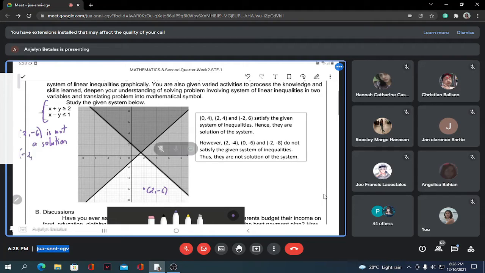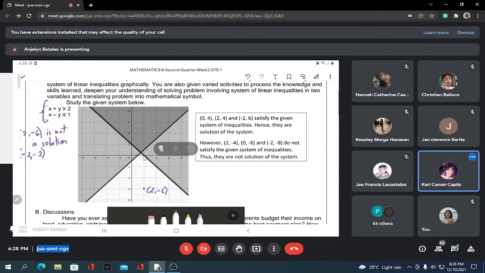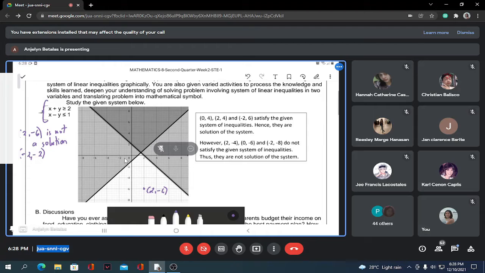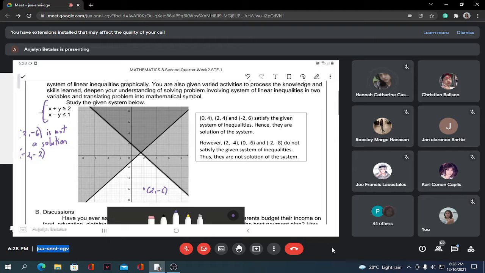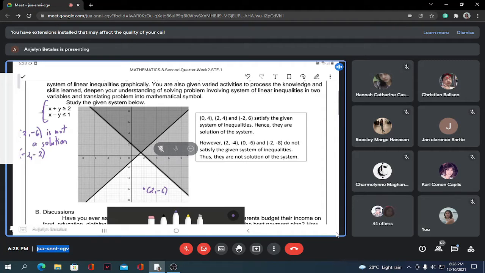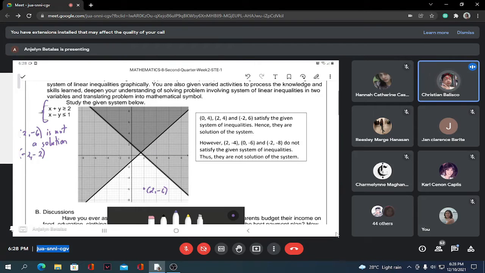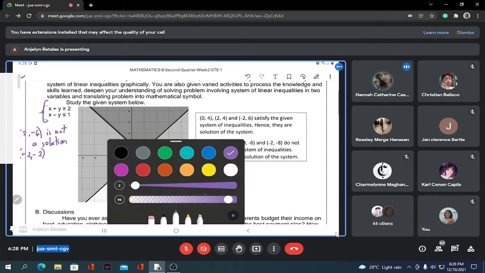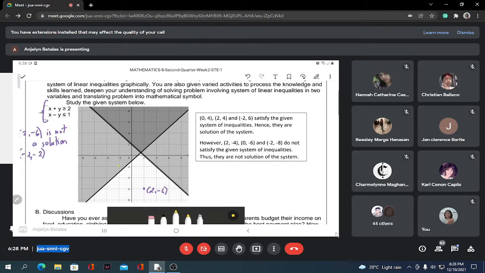(-2, 2). Is it a solution? No. Why? Because it lies in only one shaded region. This one is in quadrant 2. And (-2, -2) in quadrant 3 is also not a solution, since it is not in the double-shaded region or the intersection region.